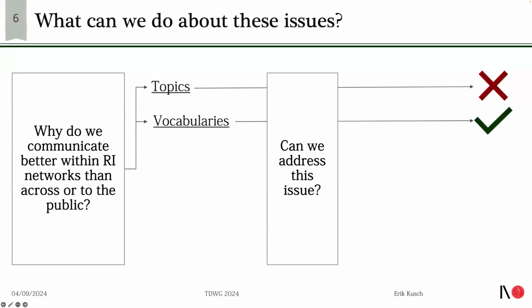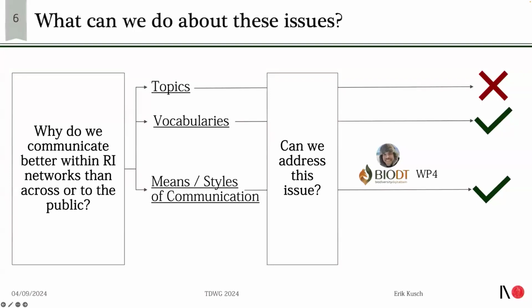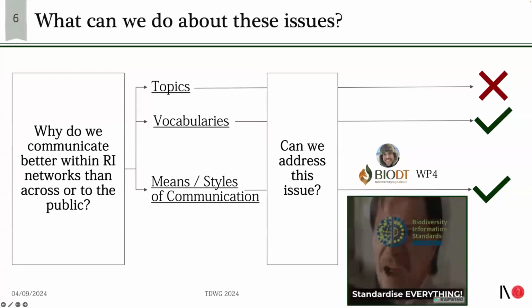Subsequently, every one of the bio-RIs, given that they work on different topics, also use different vocabularies to talk about not just their own operations, but also their end user groups. We can do something about this by harmonizing data standards, for example. However, my chief area of concern within my project is the means and styles of communication, and we can address these. And I think that in the spirit of TDWG, the masters of standardization of data, we should maybe think about standardizing our communications just as much.